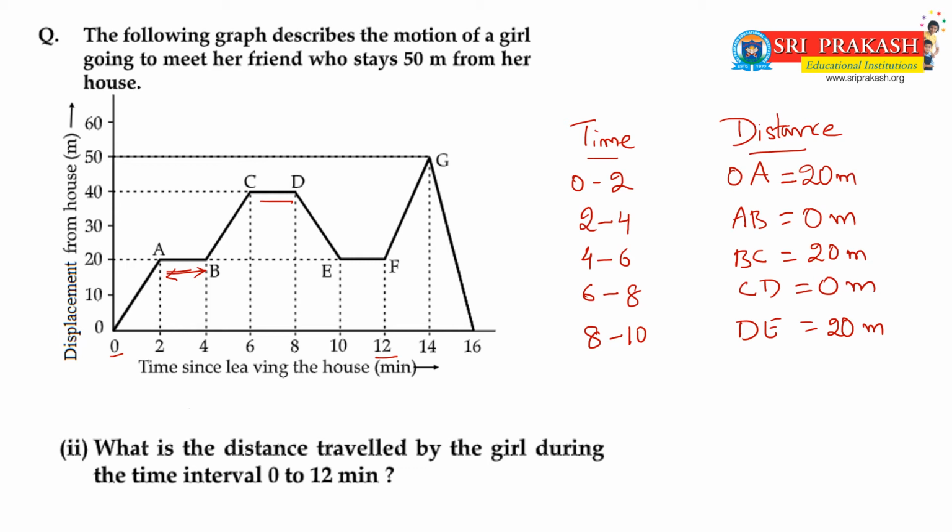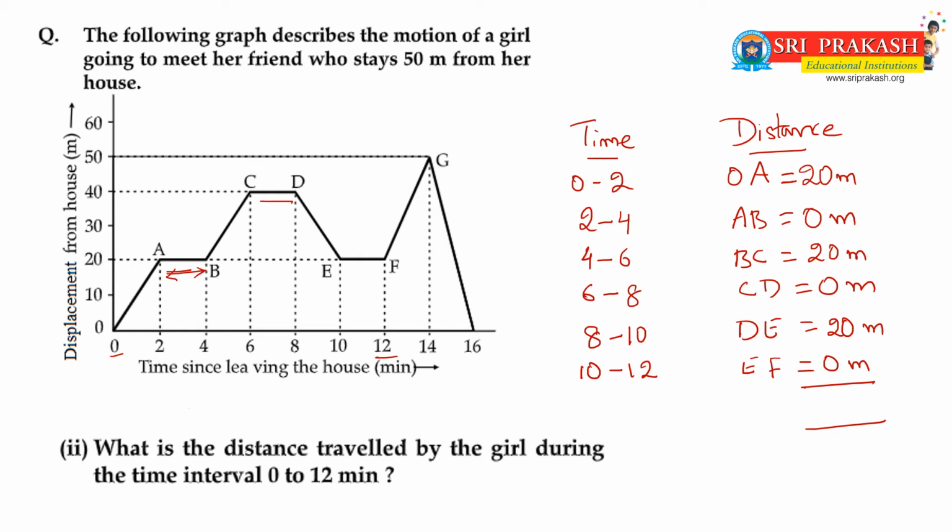It is 20 meters. And in the last 2 minutes, from 10 minutes to 12 minutes, E to F. So this is a horizontal line which is parallel to time axis and there is no change in the position. So this represents the girl is at rest.